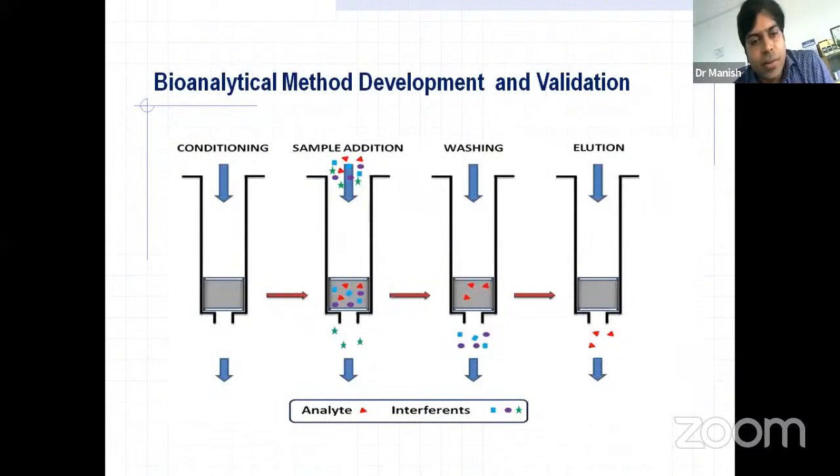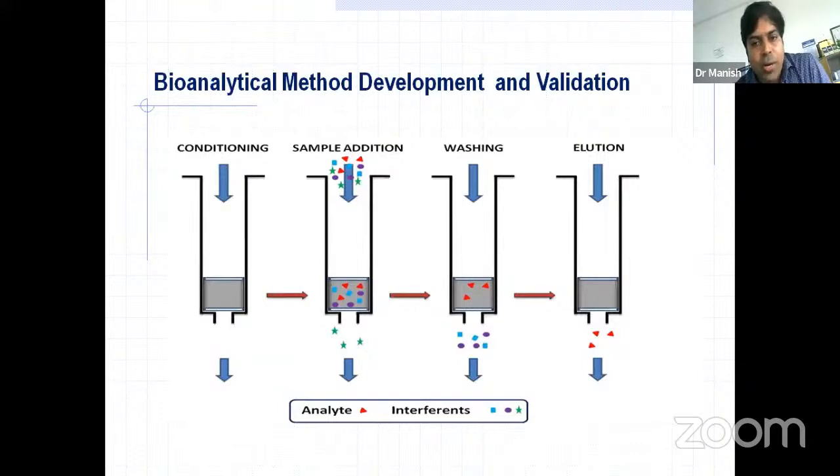Conditioning: as I said, it is a cartridge, and inside the cartridge we have a sorbent layer, which is generally made up of silica gel. It's very identical to the column of HPLC, and is non-polar in nature. We condition this sorbent layer with methanol first to remove any adhering impurities. This process is called conditioning, and we treat it with mobile phase as well to adapt the cartridge to your sample. Then we add the sample, and you can see the different colors of the sample, which includes analyte plus interference.